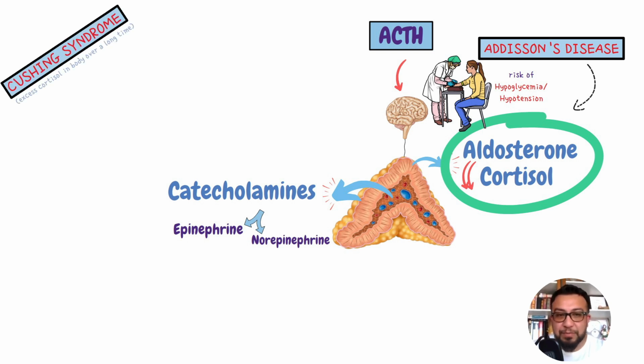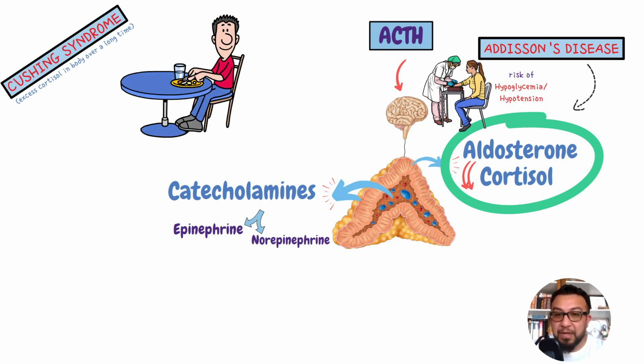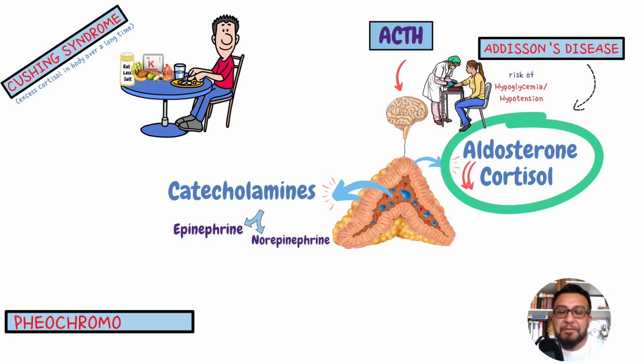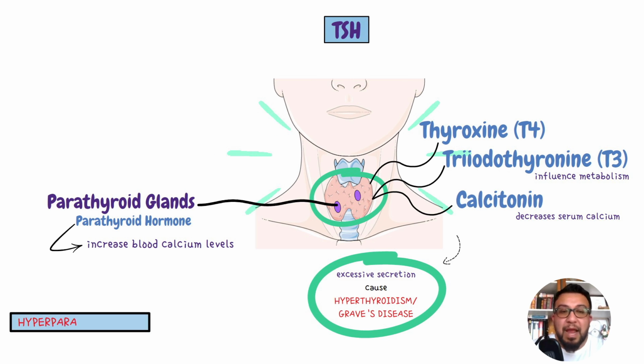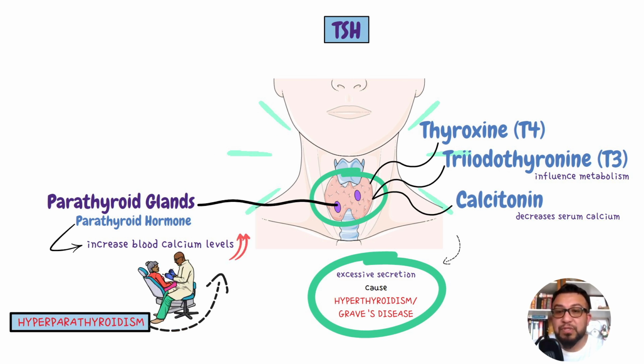In Cushing syndrome, dietary modifications must be made, which include low sodium and an increase in potassium. Pheochromocytoma is a condition where the adrenal medulla is secreting an excess of catecholamines, and this will eventually manifest in hypertension. In hyperparathyroidism, serum calcium levels increase and place the patient at risk for urolithiasis, or urinary stones.